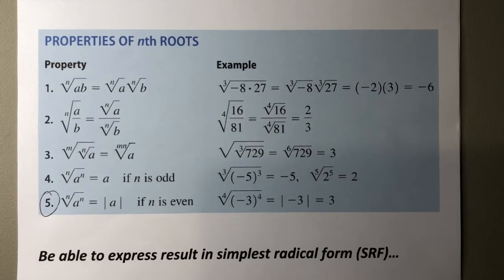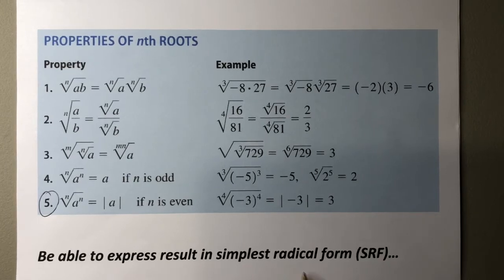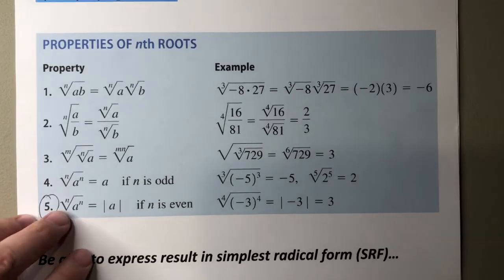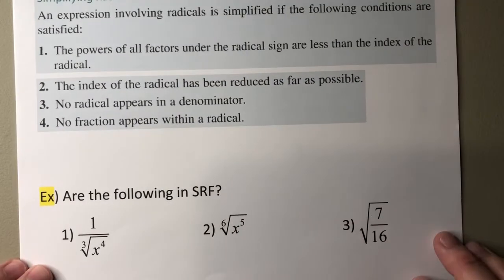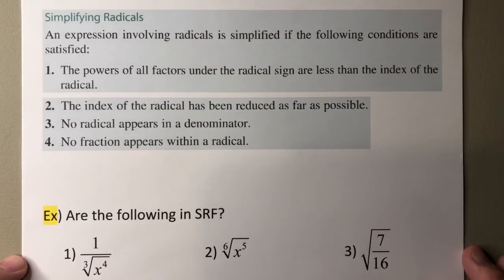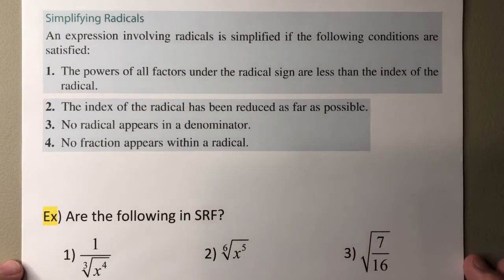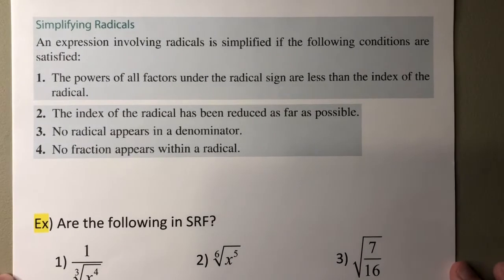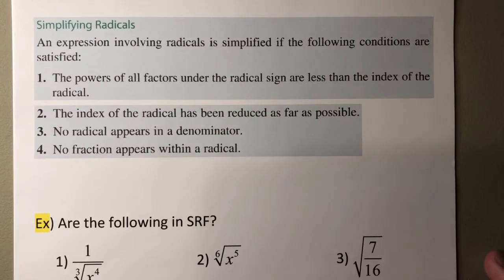Okay, but obviously, you're welcome to pause the video at any time to take some more notes on whatever you're seeing. Okay, so be able to express results in simplest radical form. We got to know that. SRF, simplest radical form. Okay, so we're going to use these properties to help us do that. All right, so let's go ahead and get started. In order for something to be in simplest radical form, the following 4 criteria must be met. Okay, these conditions have to be satisfied. So you can pause the video if you like and take a look at these, but I'm going to go ahead and answer this question.